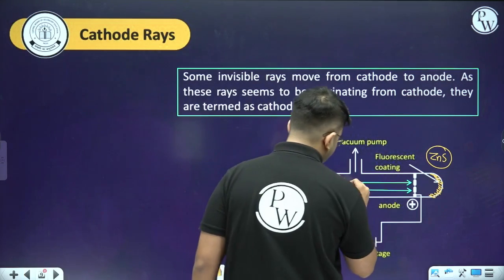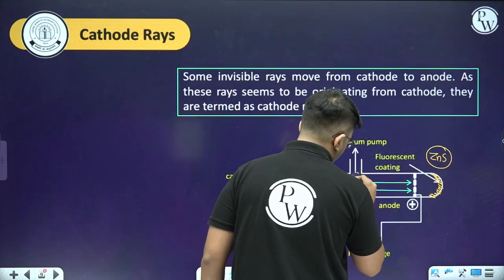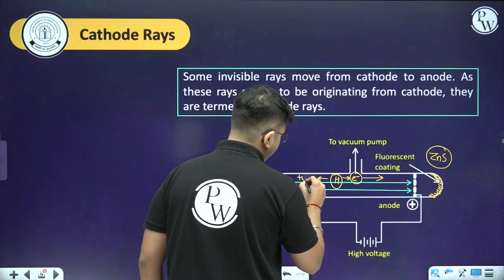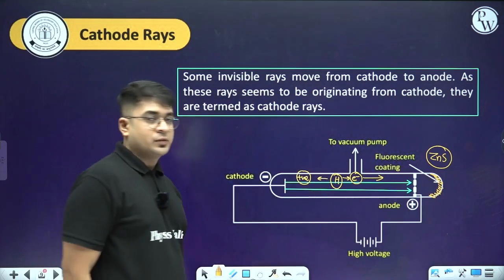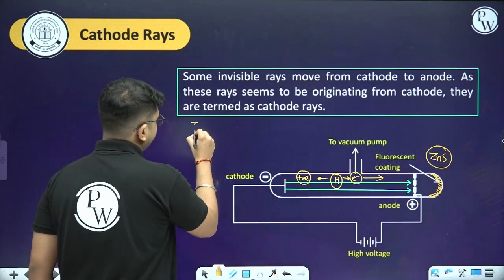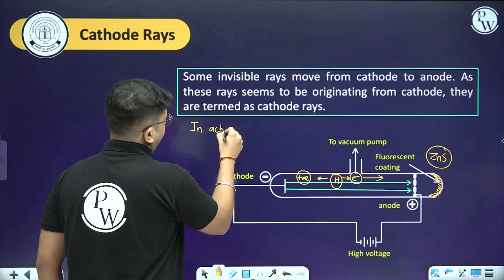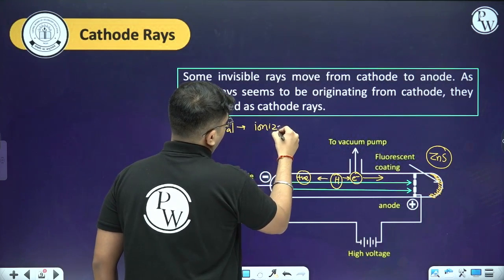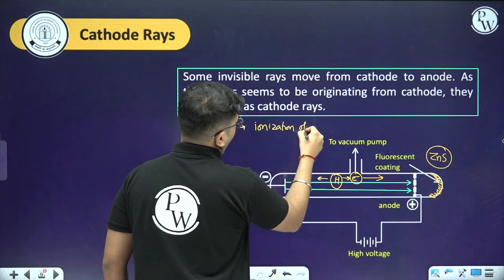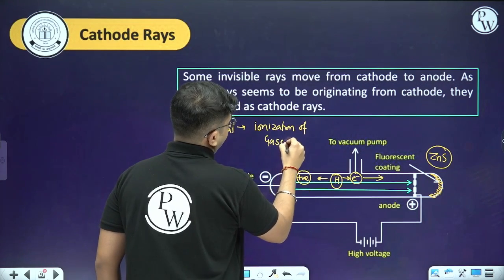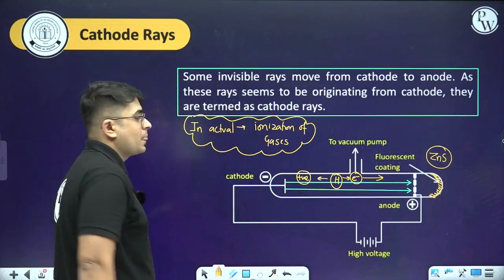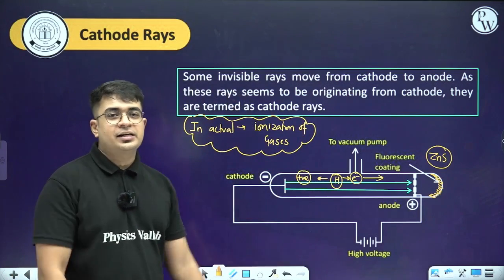So this is nothing but ionization: the electrons, or negatively charged particles, move in this direction and some positive part moves in the other direction. So in actual fact, it is nothing but the ionization of gases. I hope this part is clear. So we know about this entire analysis.